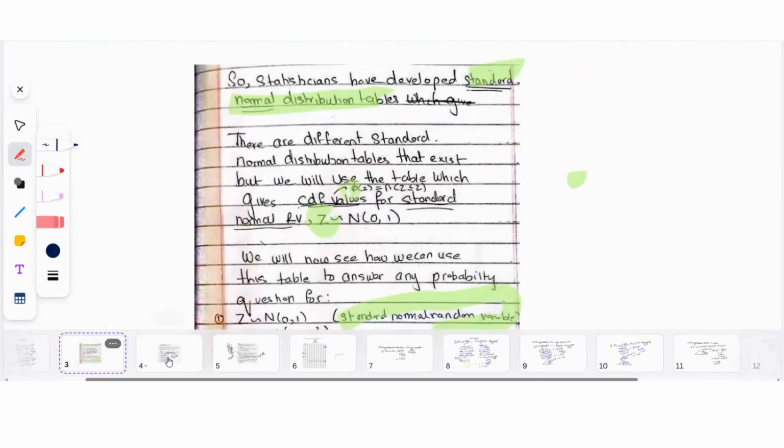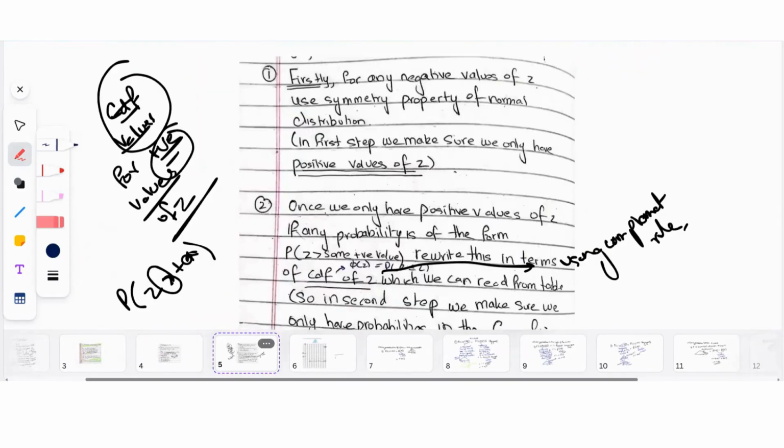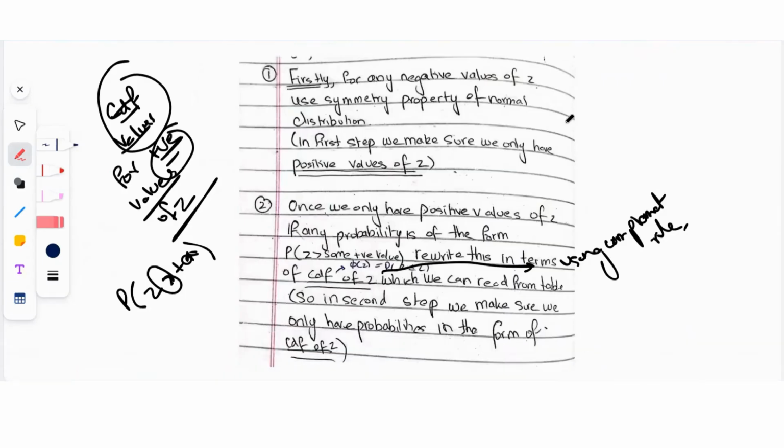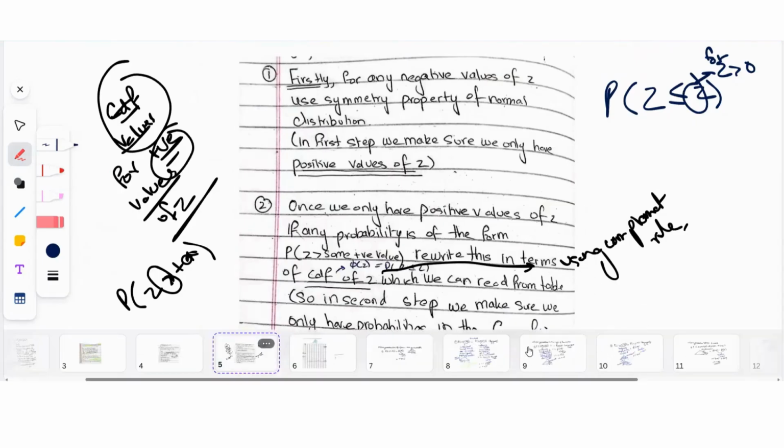Now, whenever we want to find probabilities for a standard normal random variable using the z-table, the z-table that we're using has CDF values only for positive values. It gives us probabilities in the form probability capital Z less than or equal to small z, for z greater than 0. So if we have any negative values of z, the first step is to ensure we only have positive values of z using the symmetry property. And once we have positive values of z, we ensure the CDF form.